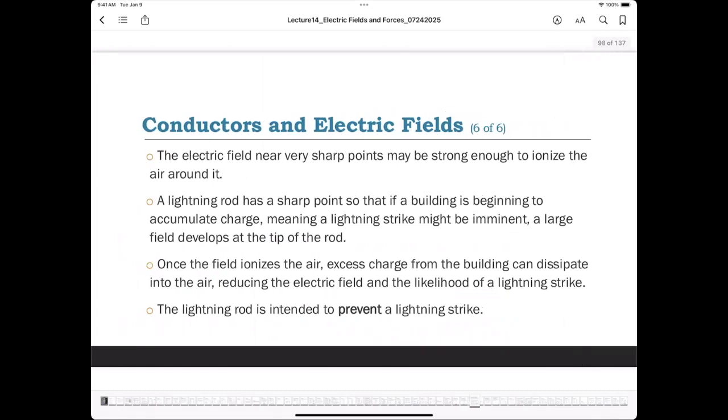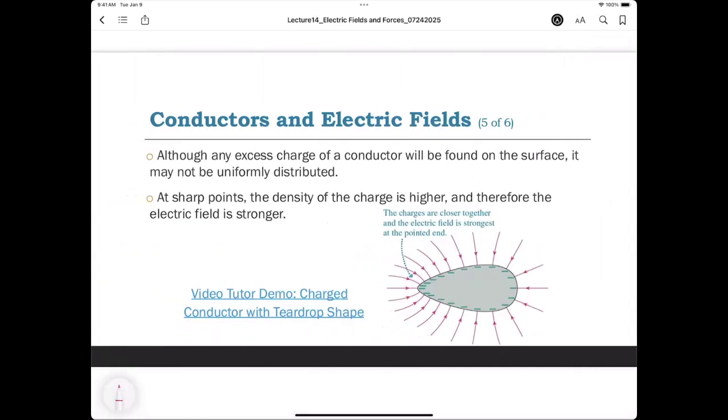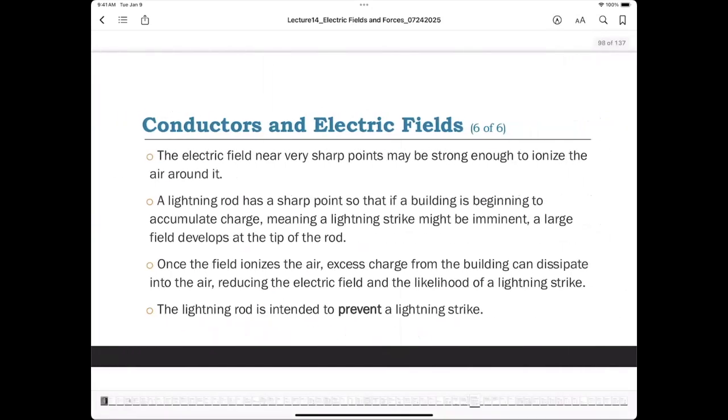Okay, you can see here at the sharp point, the density of the charge is higher, and therefore the electric field is stronger. It makes sense, am I right? The electric field near very sharp points may be strong enough to ionize the air around it. A lightning rod has a sharp point, so that if a building is beginning to accumulate charge, meaning a lightning strike might be imminent, a large field develops at the tip of the rod.